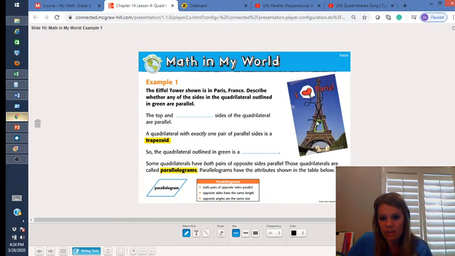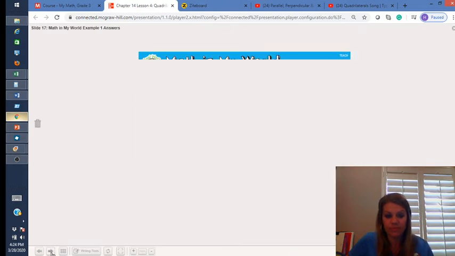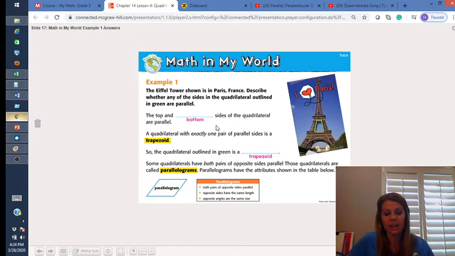What if I drew this one out forever and ever and ever, and this one out forever and ever and ever? Would they touch? No, because they're equal distance apart right there. So how many sides, the top and the what, are parallel? The bottom. So right here, you're going to write bottom. And a quadrilateral with just one pair of parallel sides, like this one on the top and the bottom, is called a trapezoid. So the quadrilateral outlined in green is a trapezoid. Okay, so you write bottom right there and trapezoid right here.